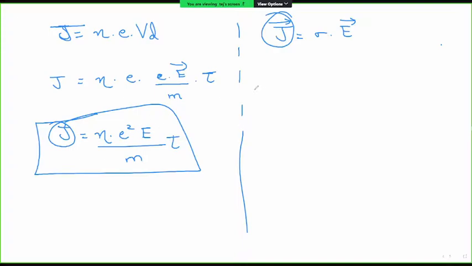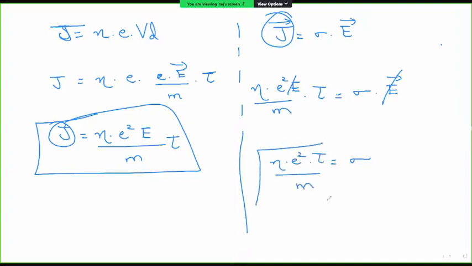Here the right hand side is N e square tau by M equals sigma into E. What gets cancelled? E and E get cancelled. What remains on the right hand side? Sigma remains, meaning conductivity. Here, N e square tau by M. So this derivation is very important because we keep solving and we keep getting answers.